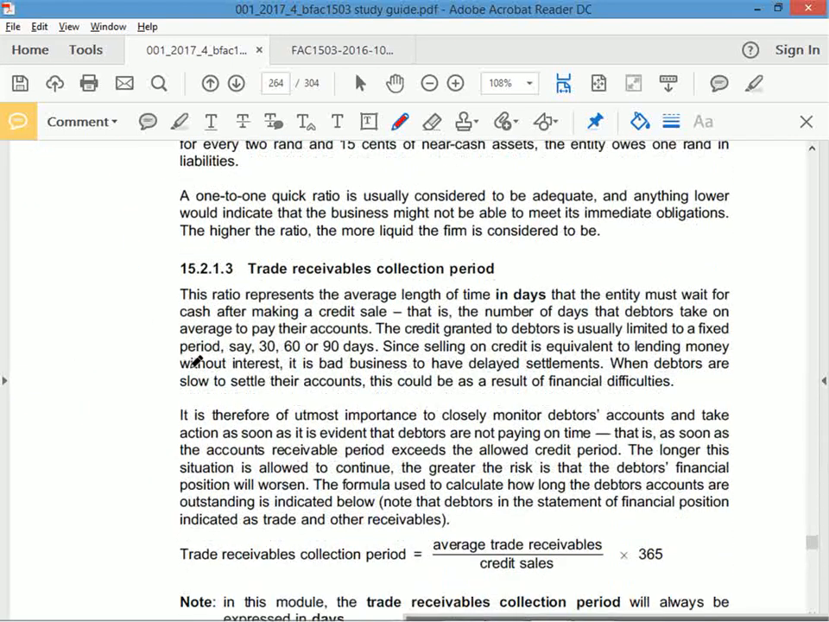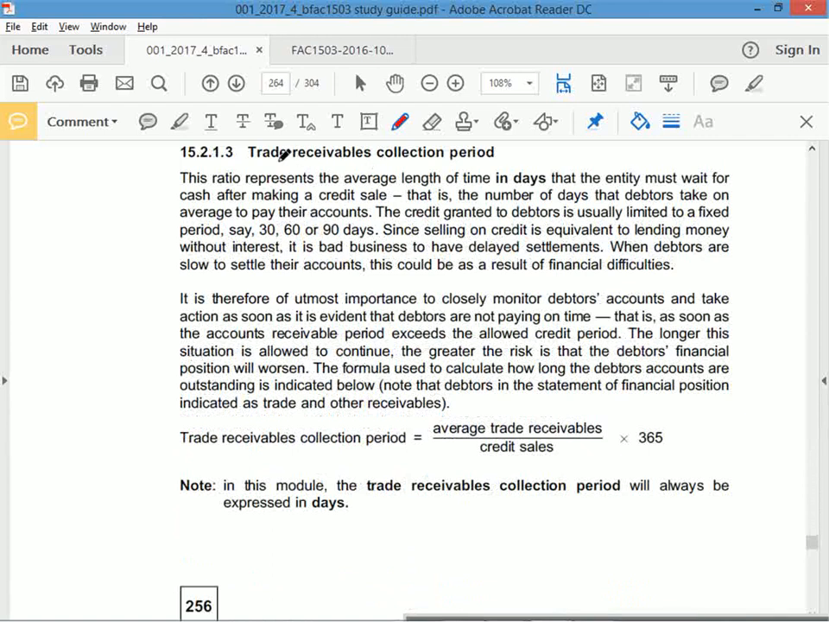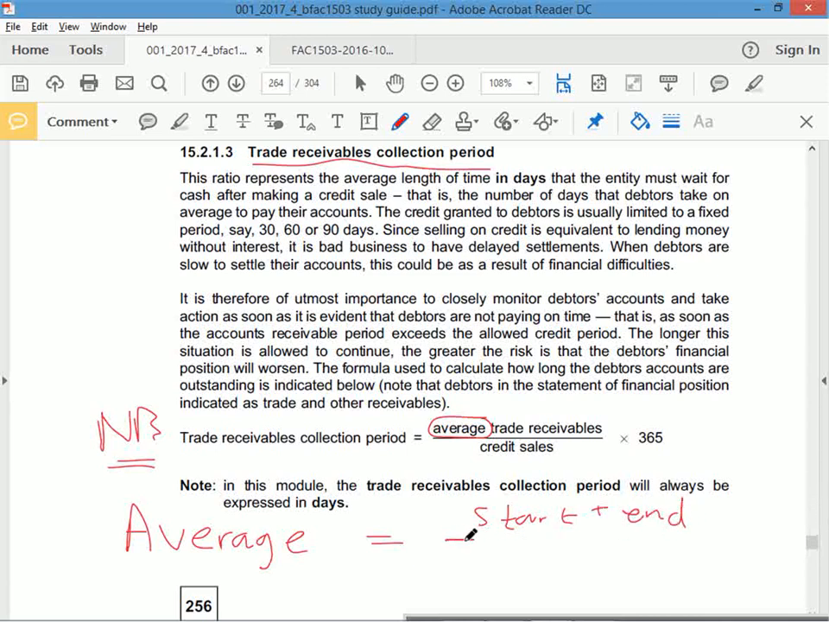Okay, the next ratio is the trade receivables collection period. The formula is here. There's the equation. Trade receivables collection period is the average trade receivables over the credit sales. What you do need to know is how to calculate an average. That's what we're going to discuss here. So average, you write this down somewhere in your notes because you do need it. Average equals start plus end divided by 2.